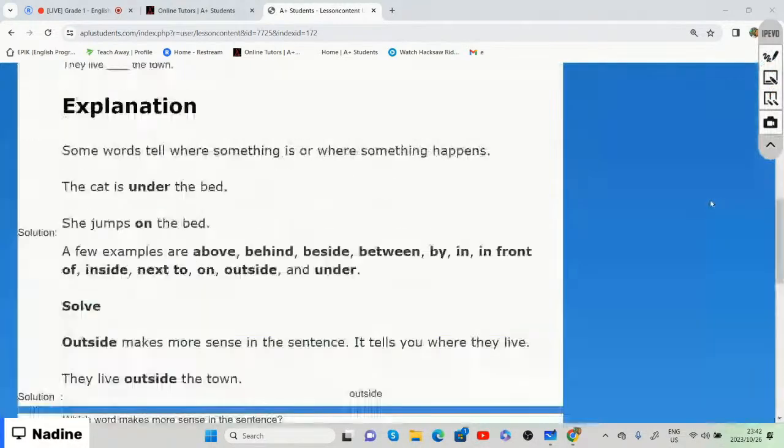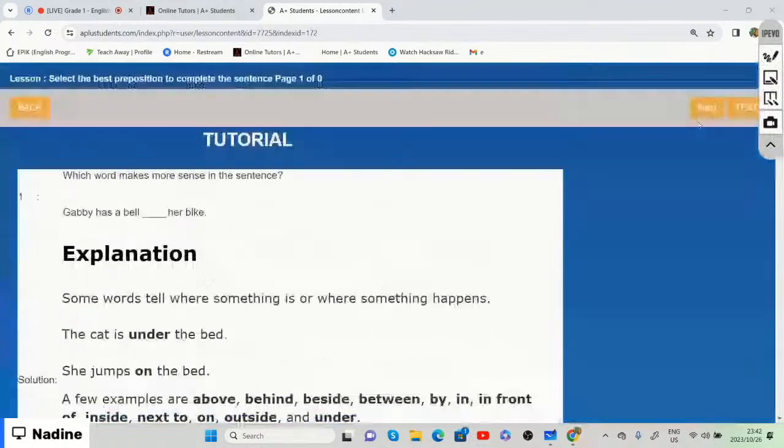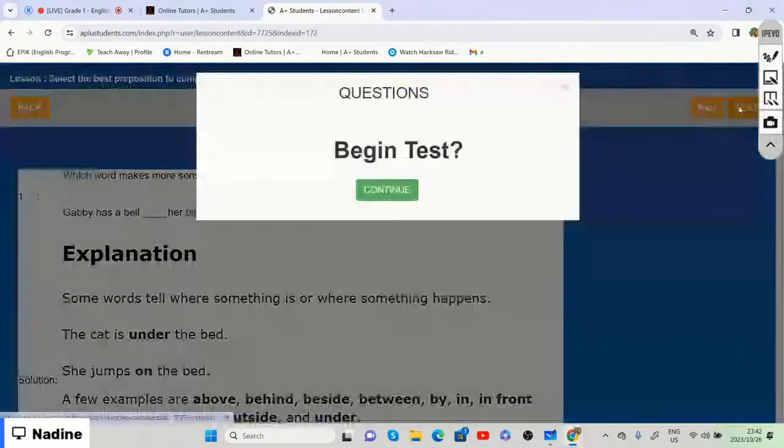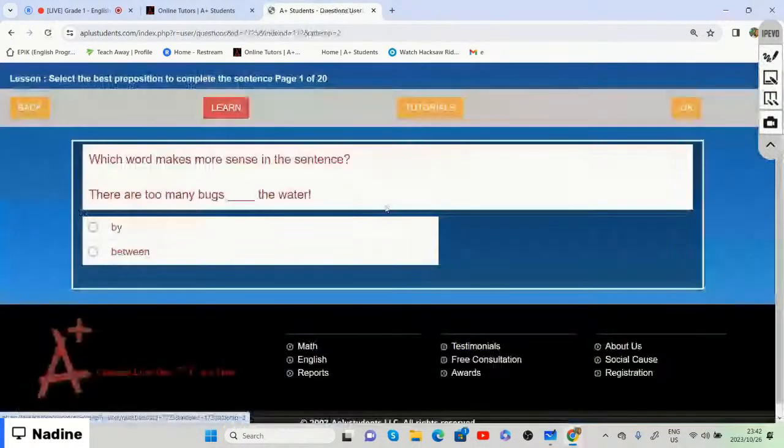All right, let's go to our test. Which word makes more sense in the sentence? So we need to choose a word that makes more sense in a sentence, right? There are too many bugs. Do we say by the water or between the water?